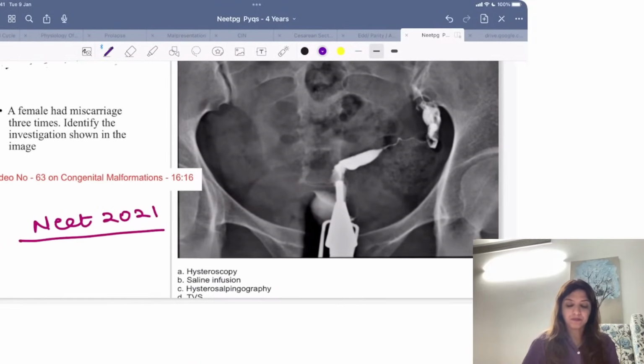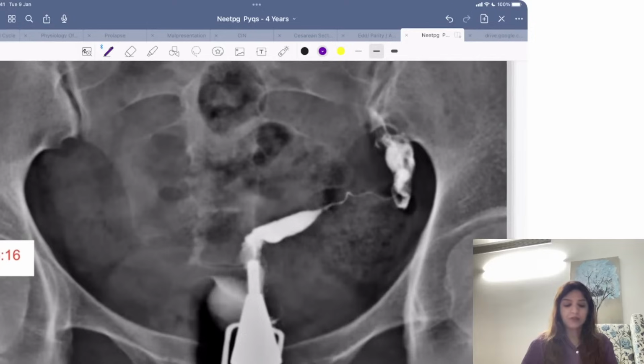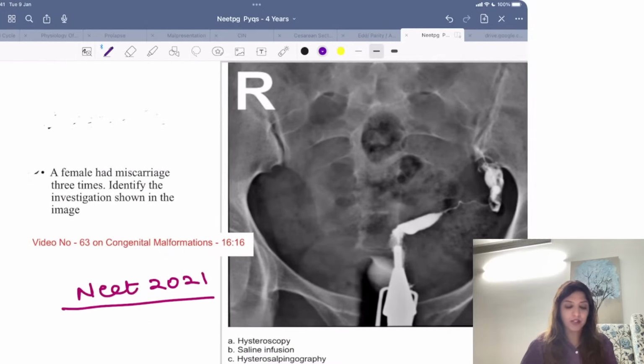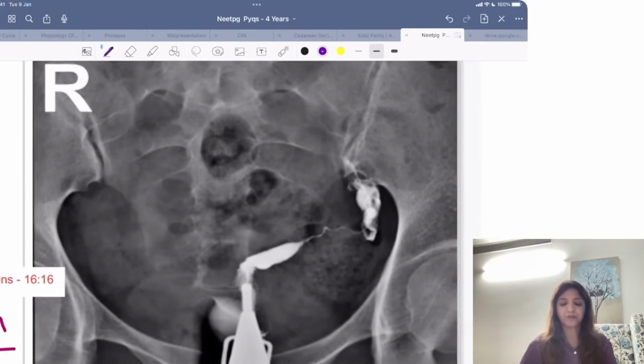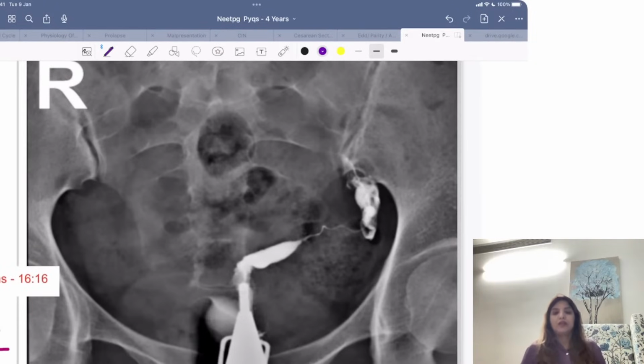Now look here. Tell me, this was an image which came in NEET 2021. Tell me, what anomaly are you seeing over here? Which anomaly are you seeing here? Apply what I told you just now and tell me which anomaly.